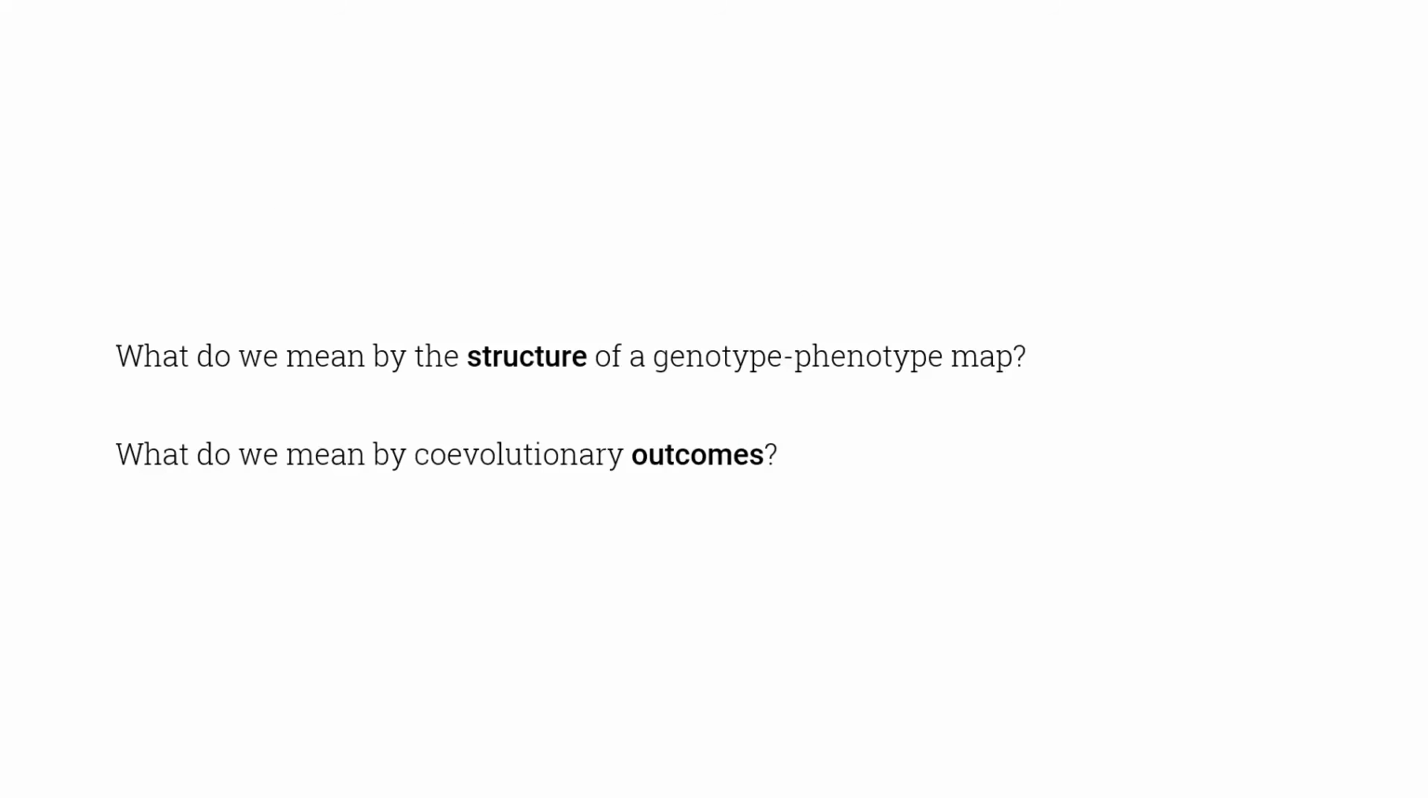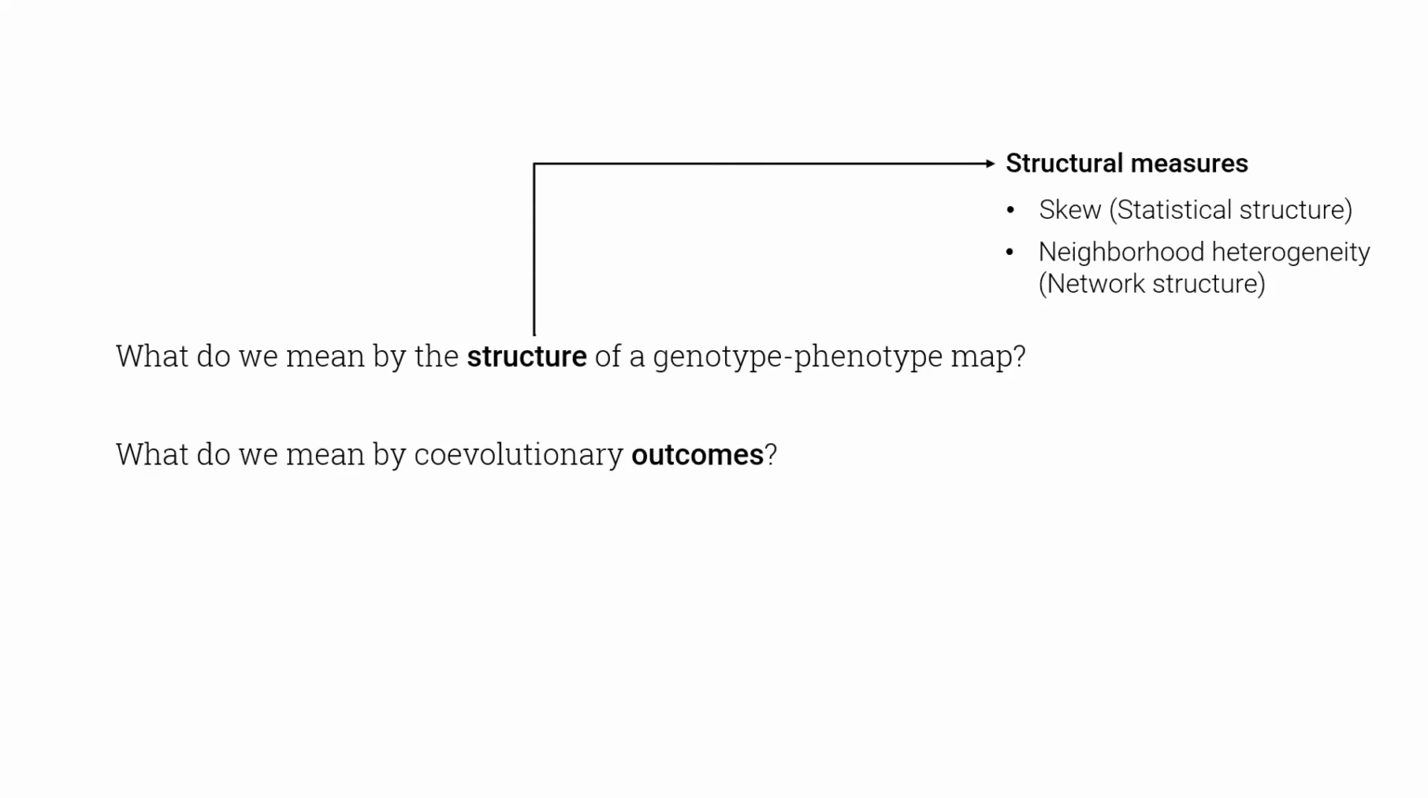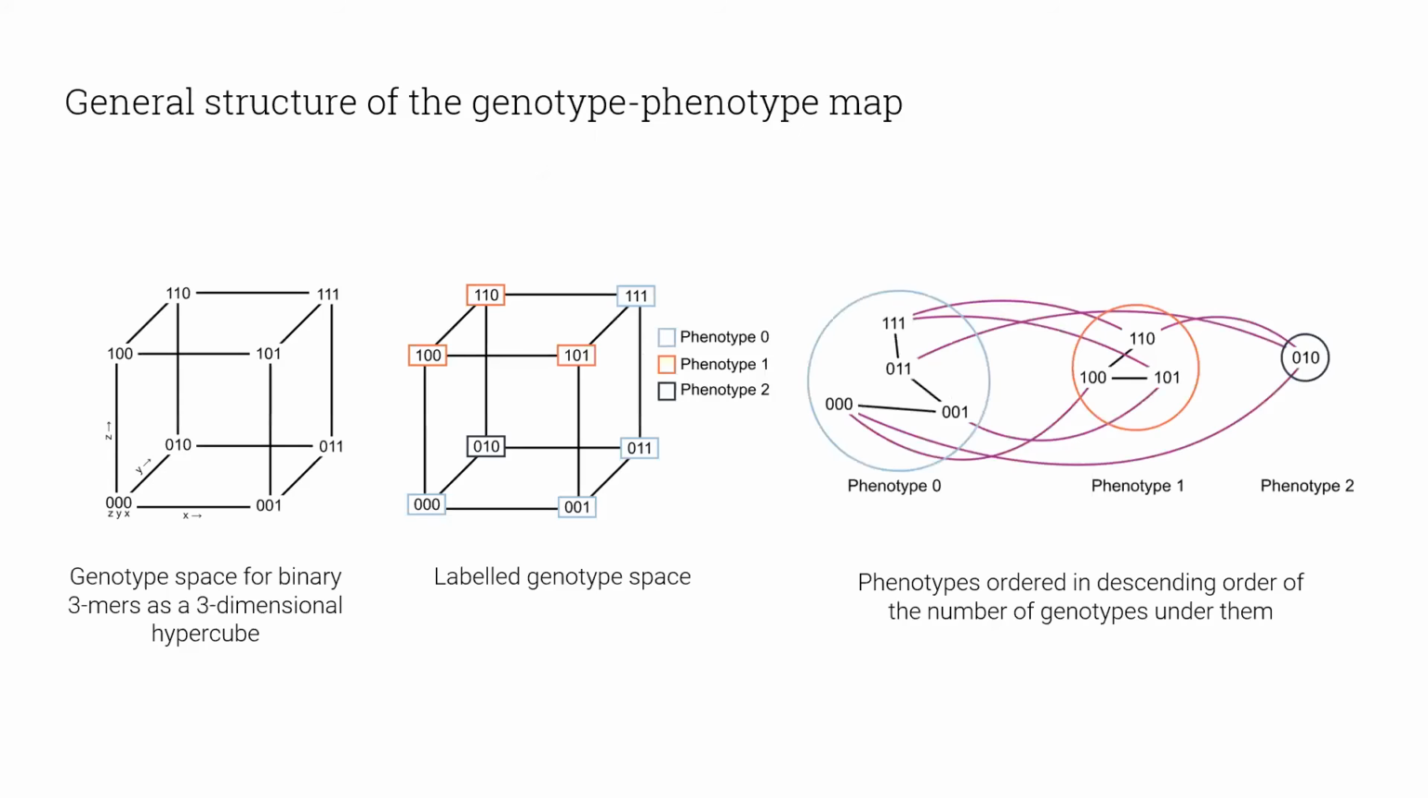So now the big question is, what do we mean by the structure of a genotype-phenotype map, and what do we mean by coevolutionary outcomes? So structure can be, there can be multiple measures to measure the structure of a particular genotype-phenotype map. The two we are using is skew and neighborhood heterogeneity. When I say skew, skew is a statistical property of the genotype-phenotype map, whereas neighborhood heterogeneity actually takes into account the network structure. And I'll go into these in more detail. So first, I'll talk about the structure itself.